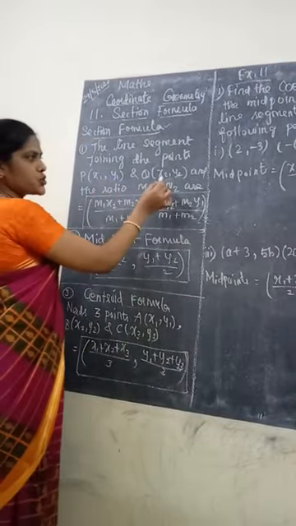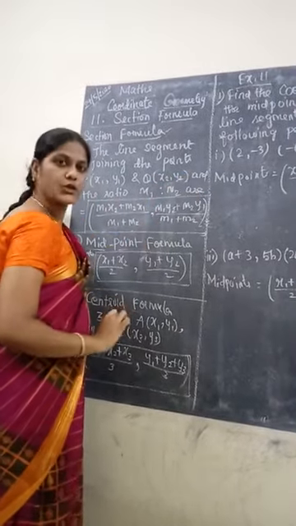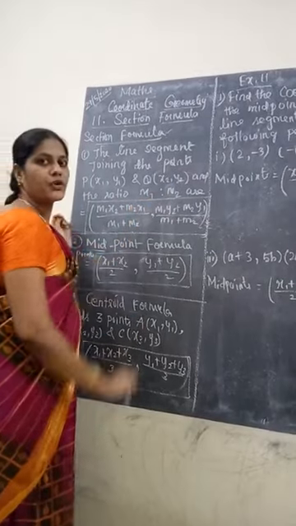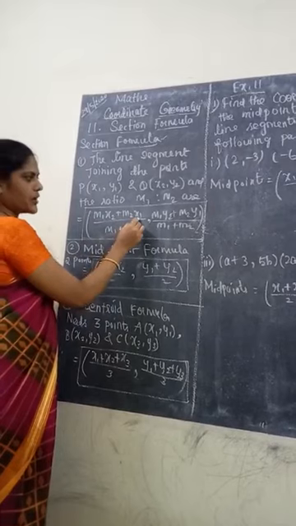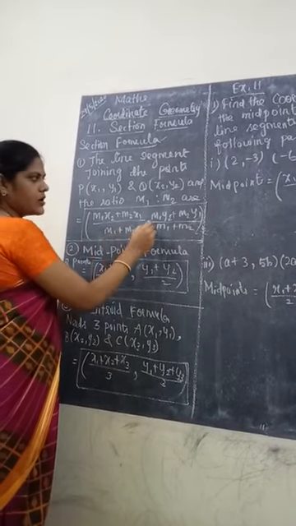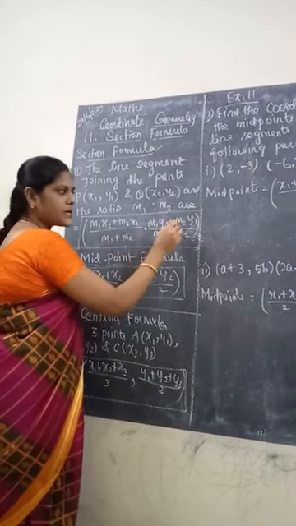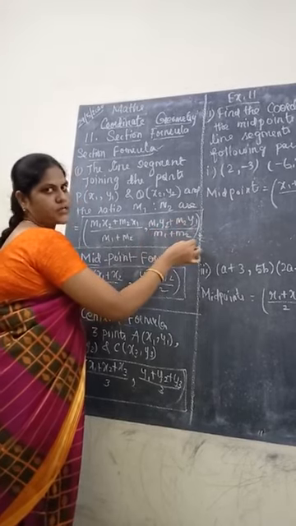That is x1, x2, y1, y2 are the 2 points, and m1 and m2 is the ratio. So the formula is (m1 x2 plus m2 x1) divided by (m1 plus m2), comma (m1 y2 plus m2 y1) divided by (m1 plus m2).